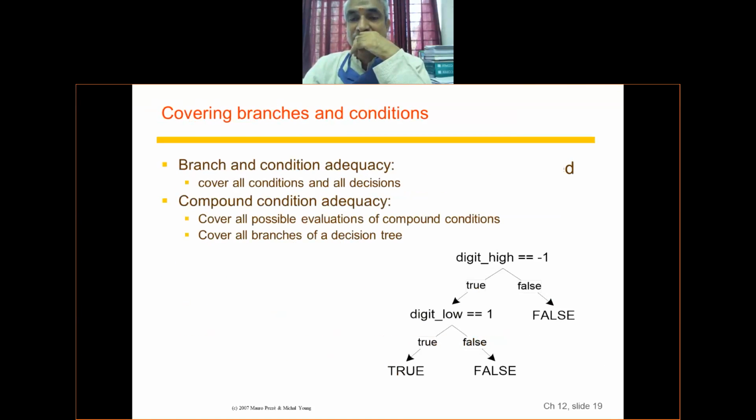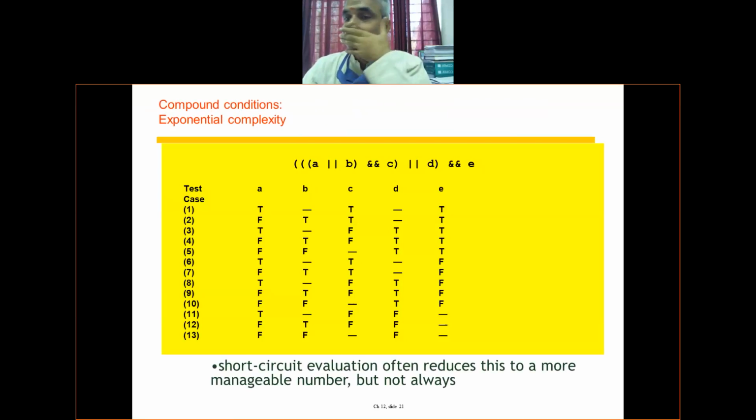We'll take an example. Yeah, this is an example. Now if you listen carefully, this is the solution, and we have a problem statement here. You need to design the test cases so that 100% condition coverage is taken care of. Now, what do you mean by condition? This entire thing is a decision.